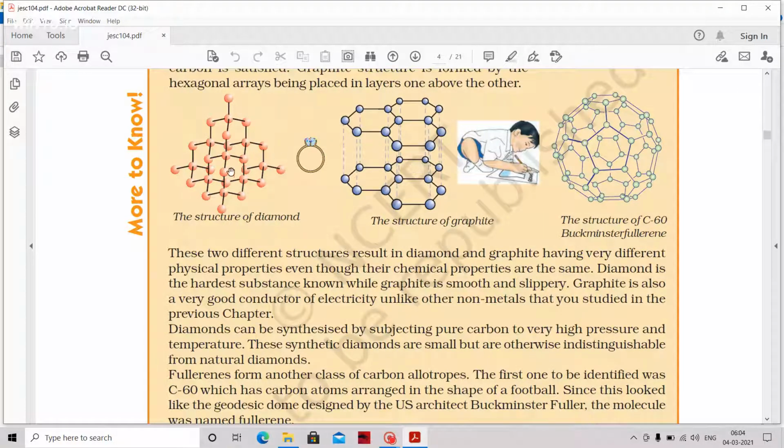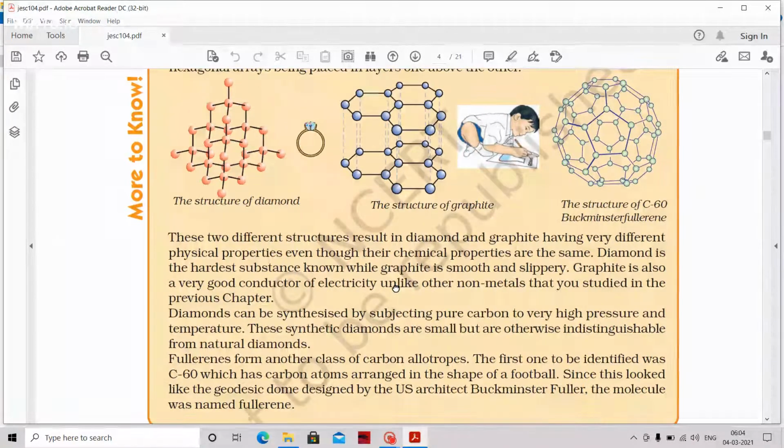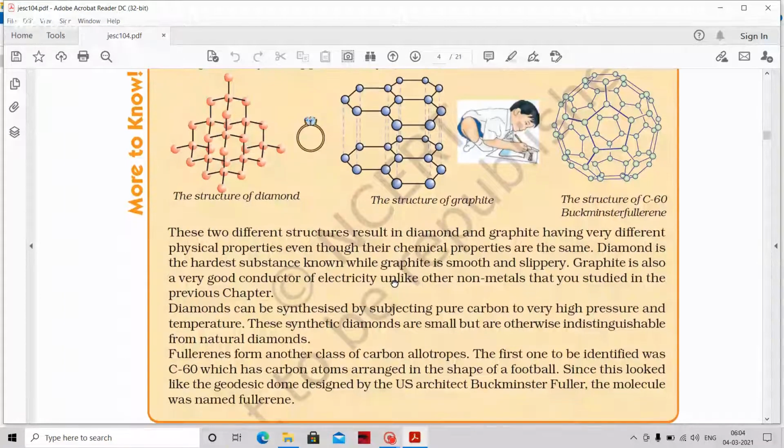Diamond is very hard, while graphite is very smooth and slippery. Graphite is also a good conductor of electricity. We use it as electrodes for electrical conductivity. Most non-metals are not conductors, but graphite is a non-metal and it is an electrical conductor.